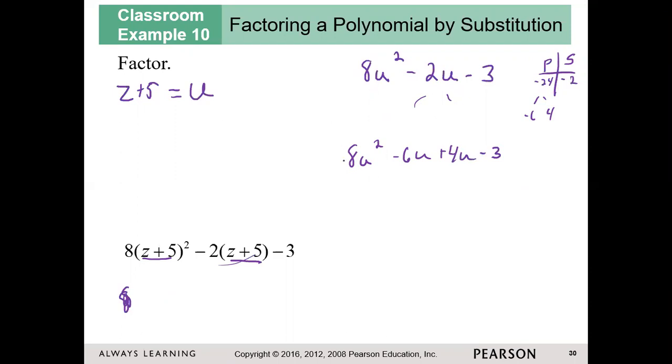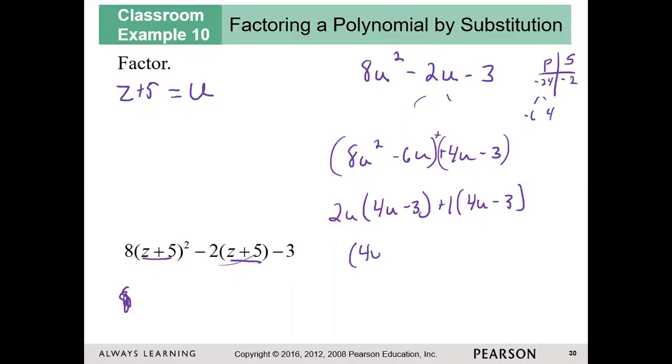And when you factor by grouping, bam, bam, bam, you have a 2u that they have in common. So when you take it out, you're left with 4u minus 3. Over here, you have a 1 in common. So when you take it out, you're still left with 4u minus 3. And last but not least, you have this 4u minus 3, and then this 2u plus 1.